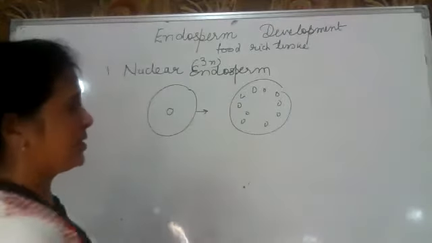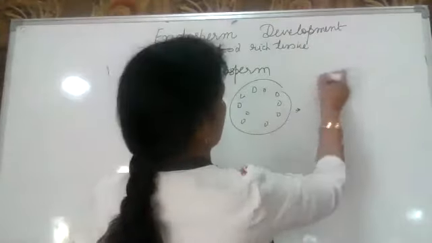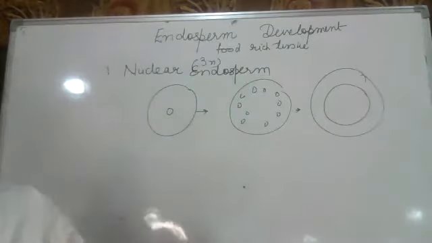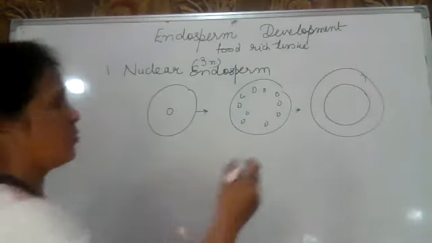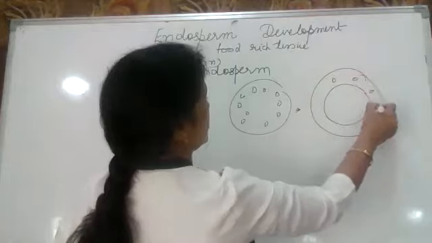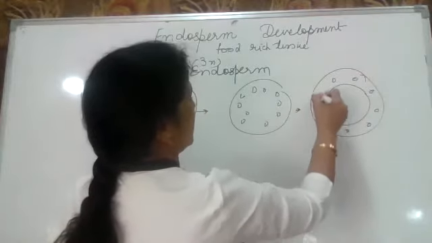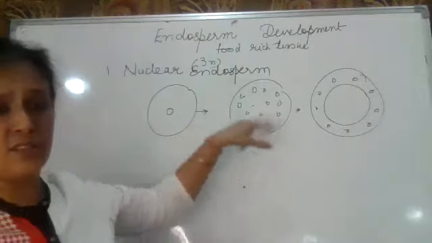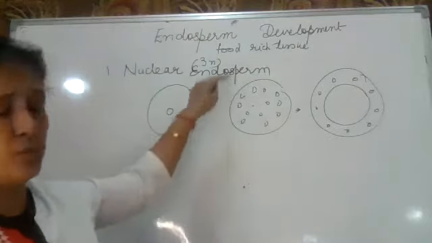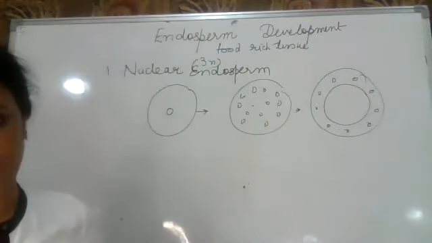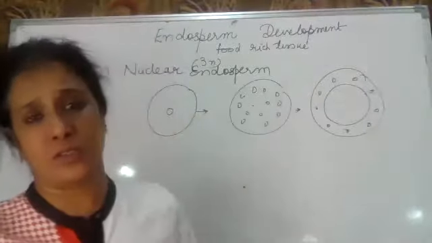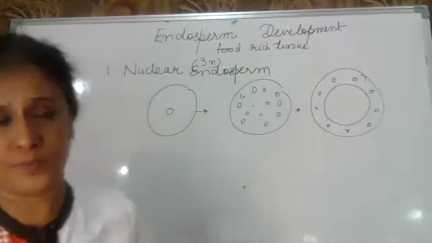Now what happens in the next step? A central vacuole appears. This vacuole increases in size. As a result, all the nuclei are shifted to the periphery. Earlier, these nuclei were distributed throughout the cytoplasm, but now they are all pushed towards the periphery because of this growing vacuole.